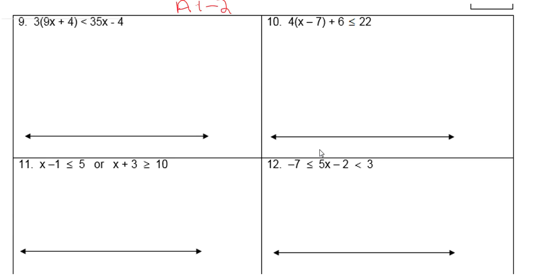Okay, let's look at assignment A1-2, which is solving inequalities, and they're linear. So we're only going to have to graph them on one axis. So we've got our x-axis drawn on each one of these problems.